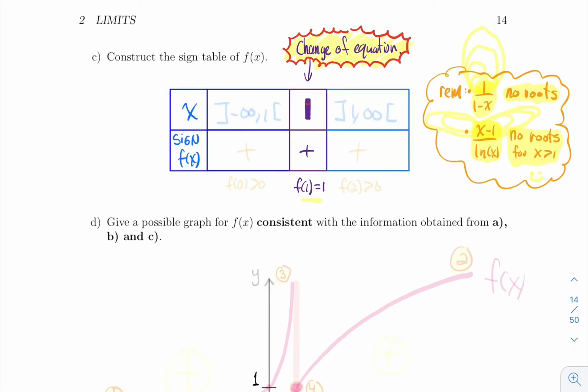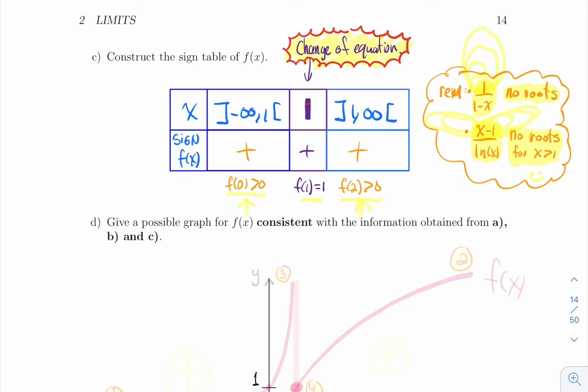So before 1, we're talking about minus infinity to 1. And after 1, we're talking about 1 to infinity. And now if you fill up the signs, if I pick a value before 1, let's say we pick 0. And after 1, let's say we pick 2. If you compute the output at 0 and at 2, you're going to see that it's positive everywhere. So here's my sign table, and basically this function is always positive. It's always above the x-axis. It never crosses it, and it's never below it.